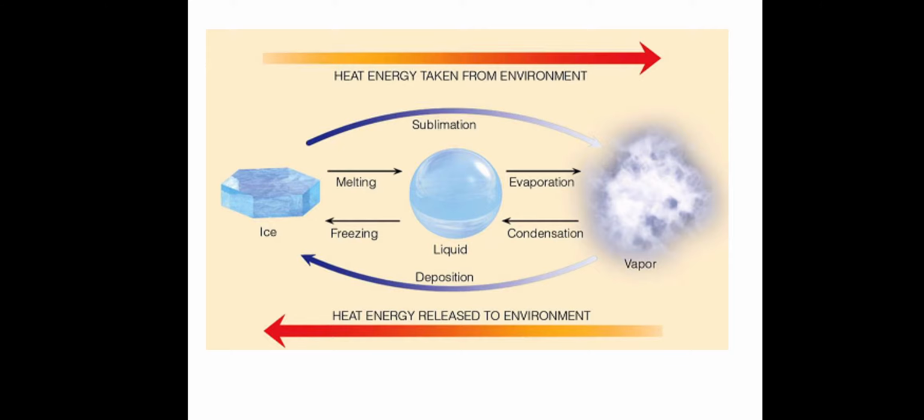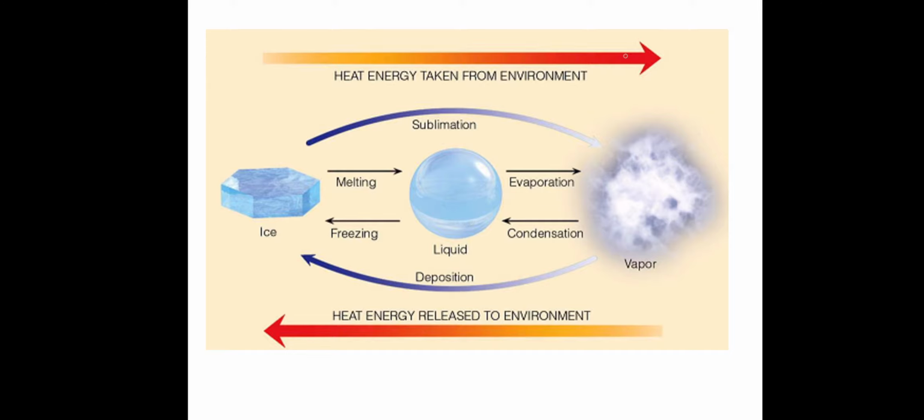So just some information, some keywords. Most of these we should already know. So ice obviously melts to a liquid, to water, and then evaporates into a vapor. And then the opposite, from vapor to liquid, is condensation. And then from liquid to ice is freezing.